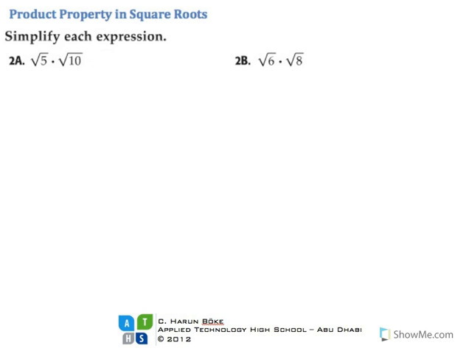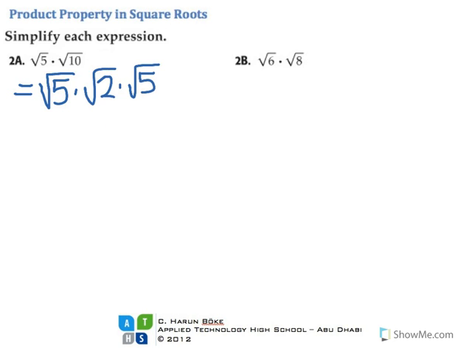Now look at these examples. Here, this is square root of 5 times square root of 10, and well, for square root of 5 you cannot do anything because it is a prime number already, but for square root of 10 you can write it as a product of 2 and 5, so it will be square root of 5 times square root of 2 times square root of 5.